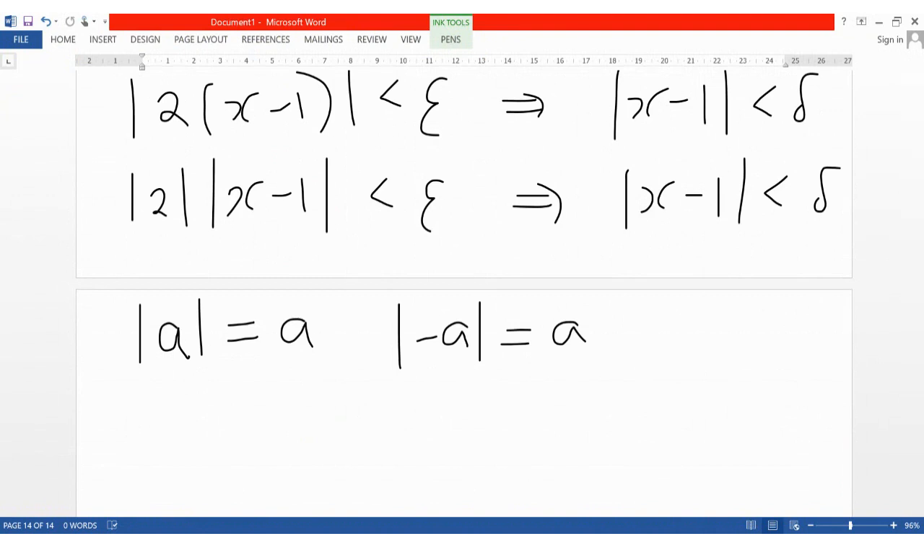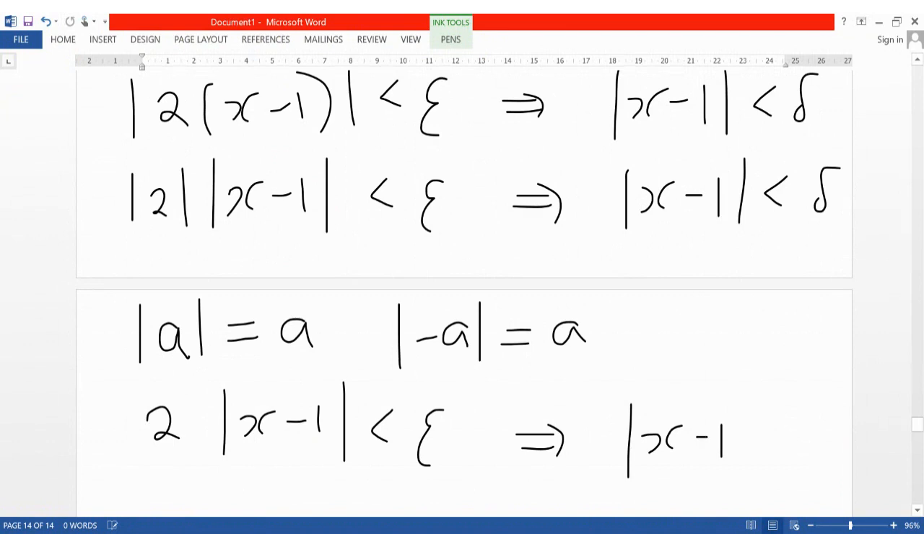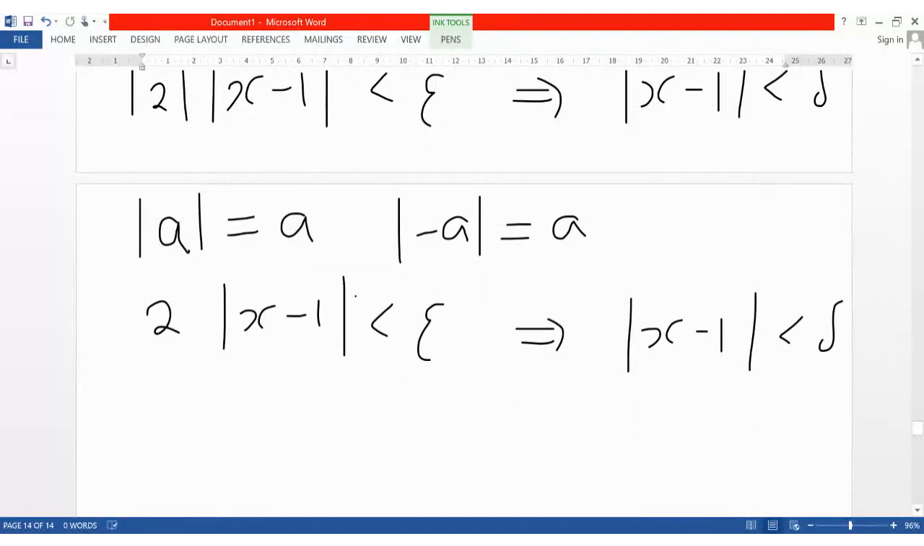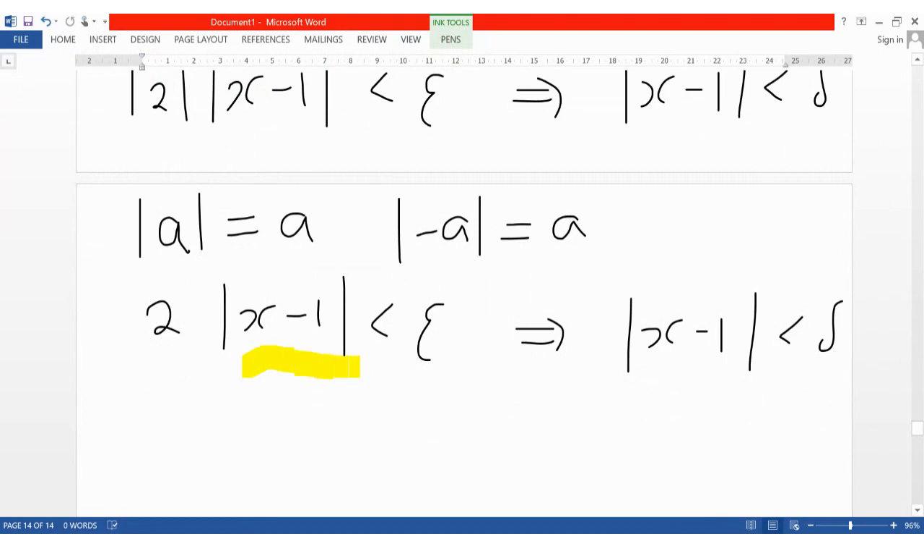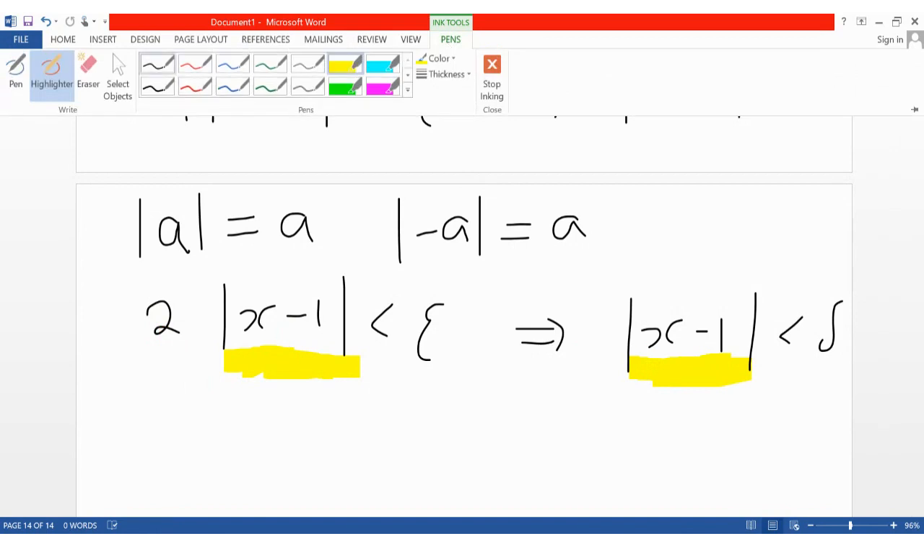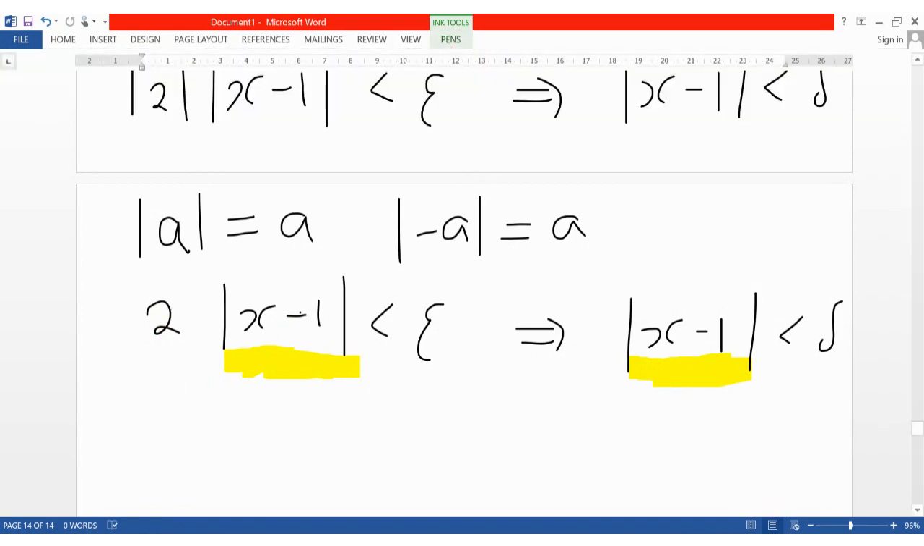So this can be given by 2 times the magnitude of x minus 1 is less than epsilon, which implies that the magnitude of x minus 1 is less than what? Now I want to remain with x minus 1 alone on the left-hand side. I don't want the 2, so that I can compare with this other x minus 1. So what can I do to the 2 so that I remain with x minus 1? Anyone? What can I do to the 2?